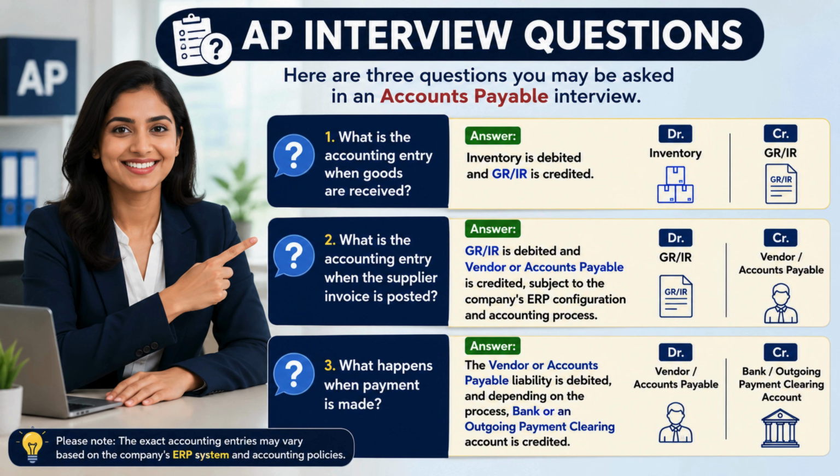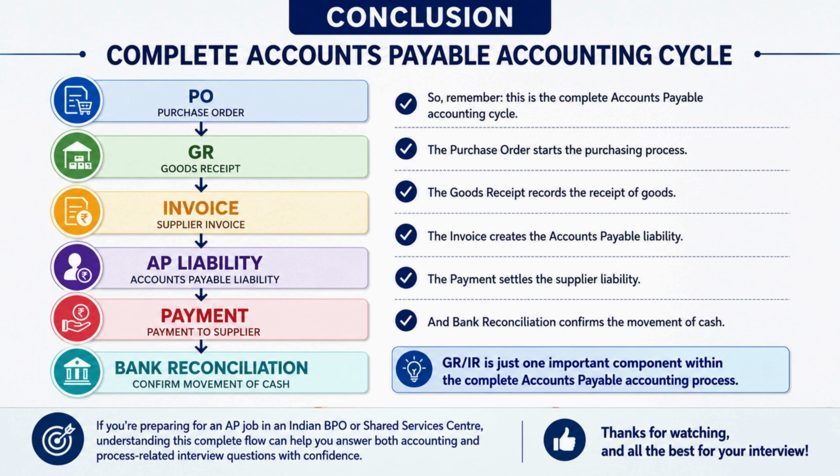What is the accounting entry when goods are received? Inventory is debited and GR/IR is credited. What is the accounting entry when the supplier invoice is posted? GR/IR is debited and vendor or accounts payable is credited, subject to the company's ERP configuration and accounting process. What happens when payment is made? The vendor or accounts payable liability is debited, and depending on the process, bank or an outgoing payment clearing account is credited.